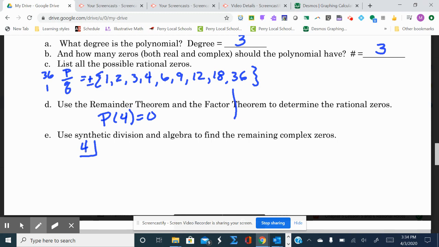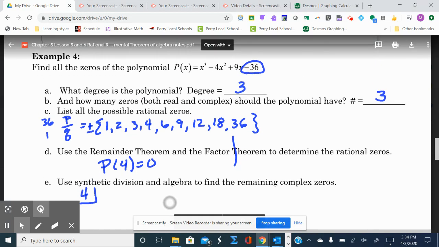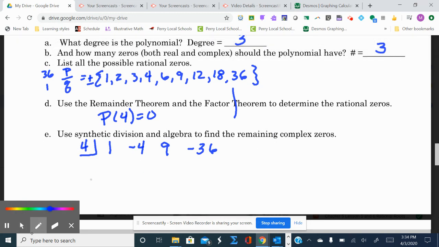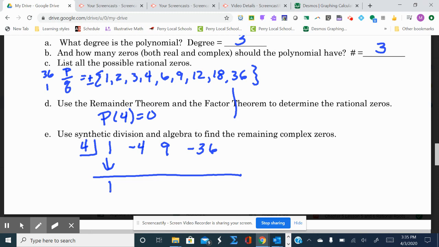So our original problem is, let's go back and get the coefficients: 1, 1, negative 4, 9, and negative 36. So we could then do some synthetic division to break this polynomial down to a quadratic. Our goal is to get a quadratic. So bring down the 1. 1 times 4 is 4. Add these together, we get 0. 0 times 4 is 0. Add, we get 9. 9 times 4 is 36.